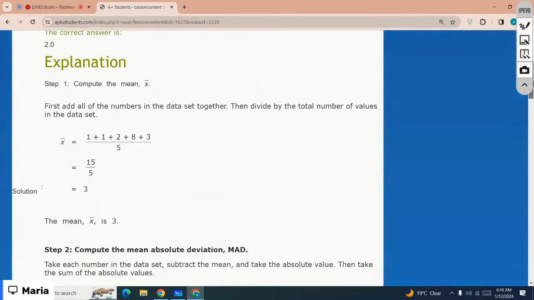Two things you have to do here. One, first you have to calculate the mean, right? The second thing is now you have to subtract the mean from each number in the given data set, take the absolute value, and then add them all. And the sum, you have to divide by the number of values. That would be your mean absolute deviation, right?